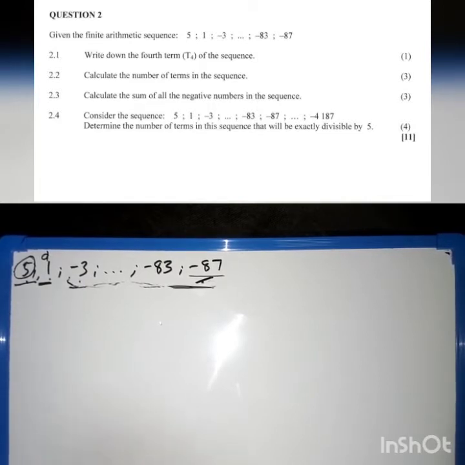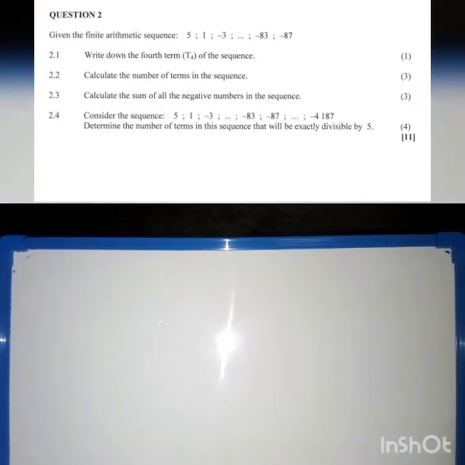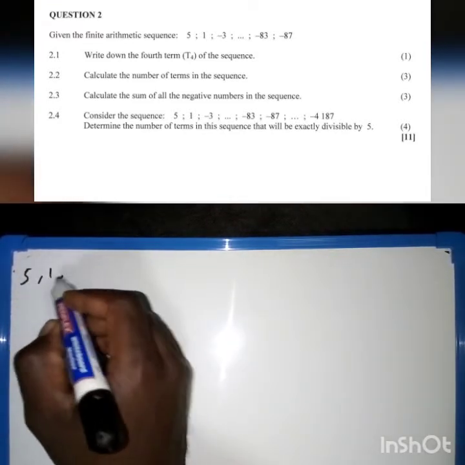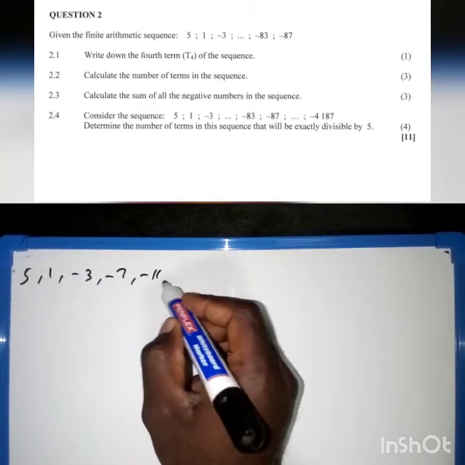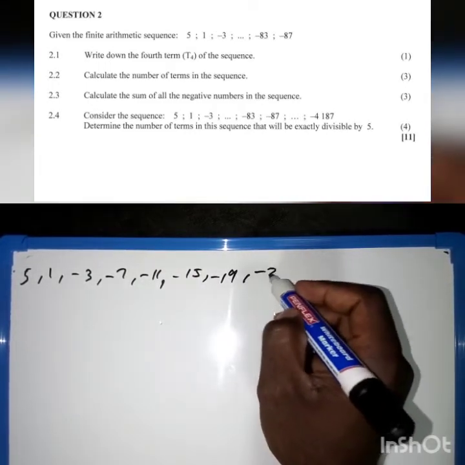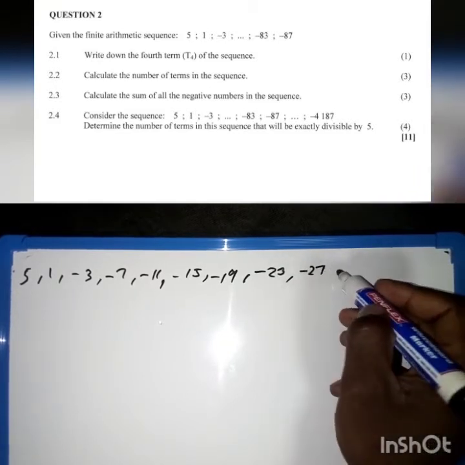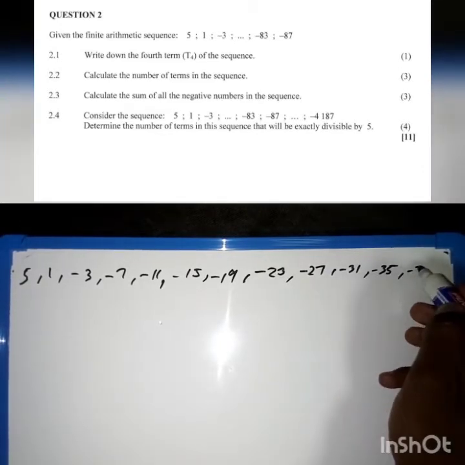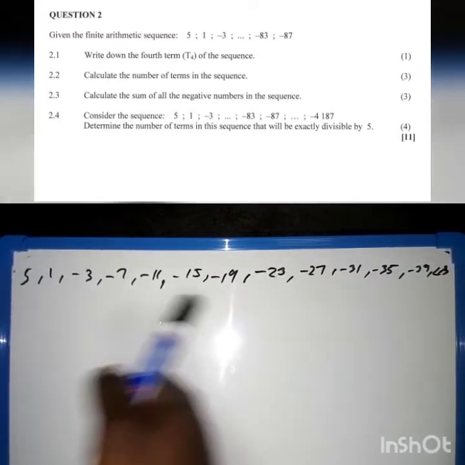So in order to do that, I'm just going to write down the pattern here quickly. So the pattern will be 5, 1, -3, -7, -11, -15, -19, -23, -27, -31, -35, -39, and -43. Right, so if you were to write down the pattern, just these few numbers, this is what you'll get.